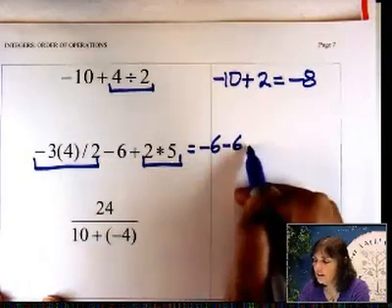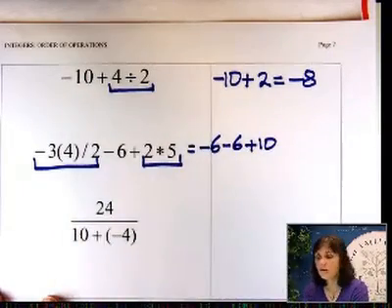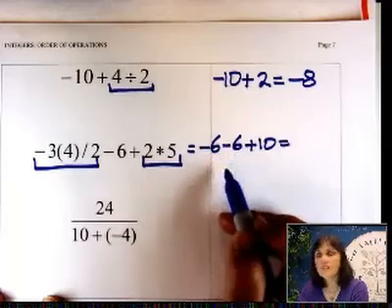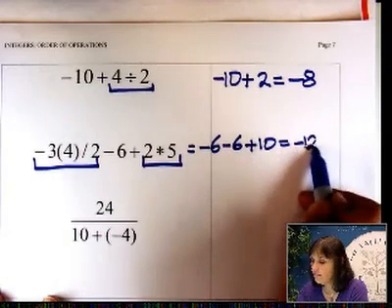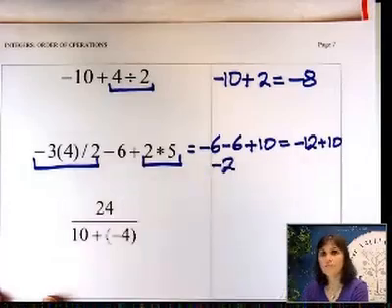Now do this multiplication. That's 10. Now, I took care of the multiplication and division. All I have to do is just do the last step. Negative 6, that's negative 12. Negative 12 plus 10, that's negative 2.